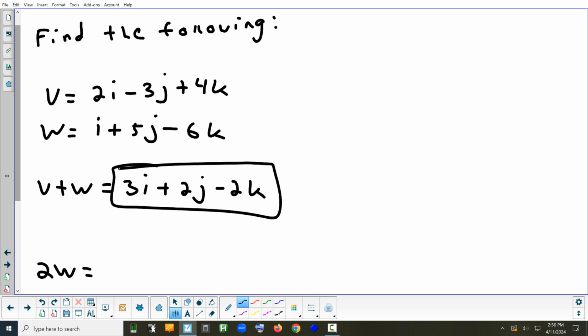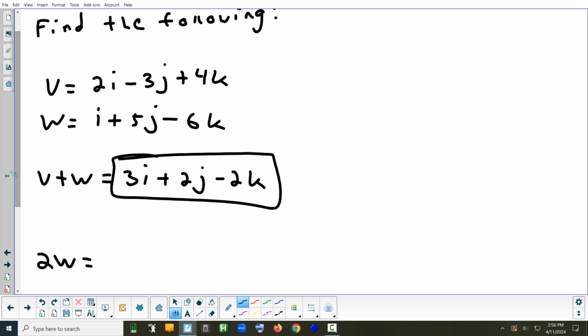So there's v plus w. And now I want to find 2w. So that's a scalar product. What would 2w be? It'll be 2i plus 10j minus 12k. Yeah.